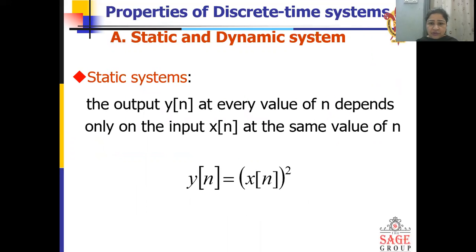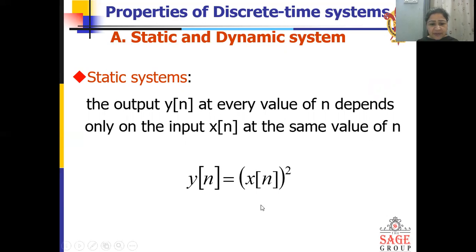Now, coming to the different properties of the discrete time system, or we can say the classification of the discrete time system. The first type of the discrete time system is static and dynamic system. The static system is the system in which the output y[n] at every value of n depends only on the present input at the same value of n. It does not depend on the future inputs or past inputs.